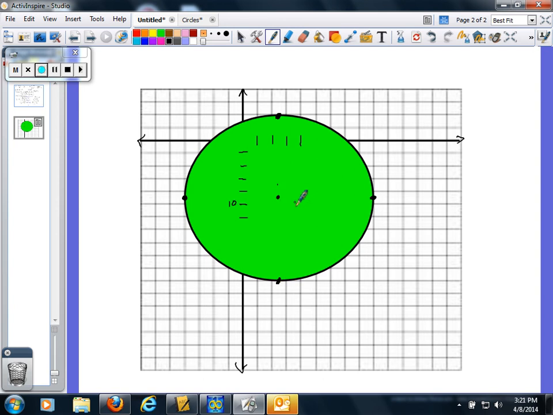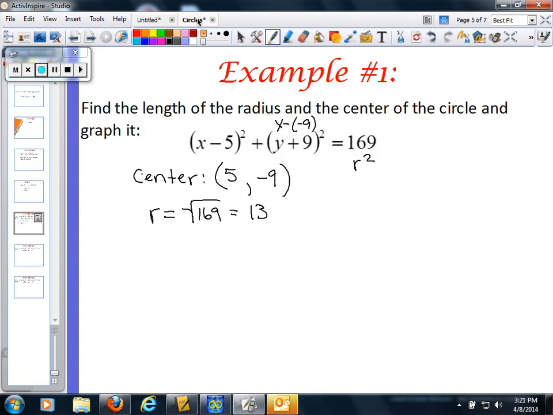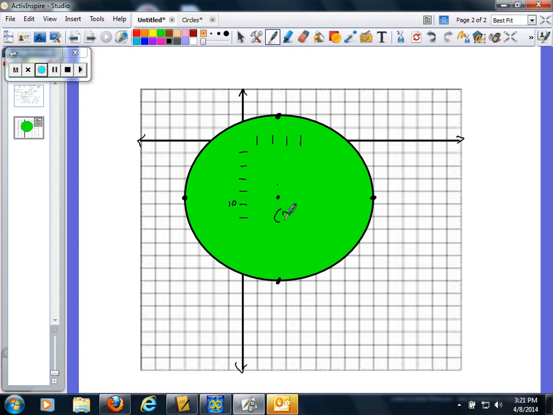And then I could actually label these. You can actually label your points, and it's pretty simple to do that. If my center point is 5, negative 9, then since I went up, I add 13 to negative 9, which is going to be 4. So this should be 5, 4. I'm going to subtract 13 from negative 9, which is going to be 5, negative 22.